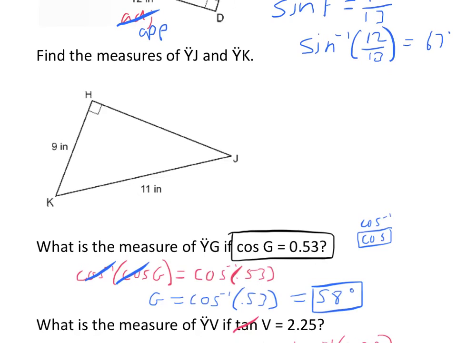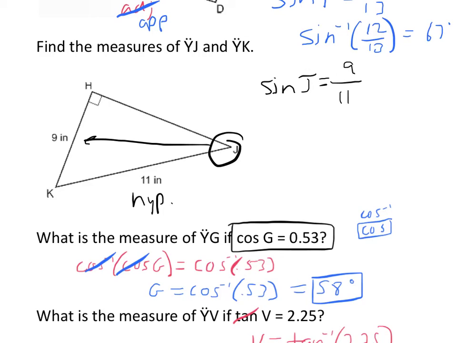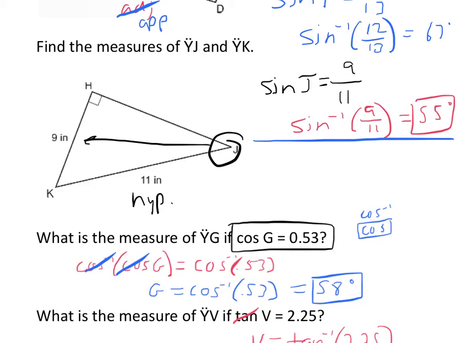Alright, and our last one, so let's start with J. So if you look from J, we have opposite and hypotenuse. That is sine. So sine of J is equal to opposite over hypotenuse. To solve this, we would do sine inverse of our fraction, and that would equal J, which in this case would be about 55 degrees. Alright, again, you can use triangle sum to find the last one, but we're going to solve it.